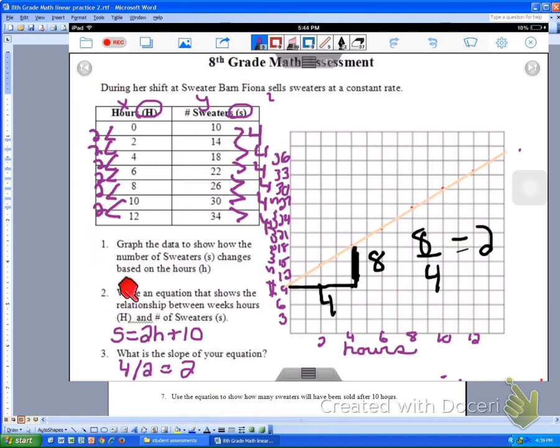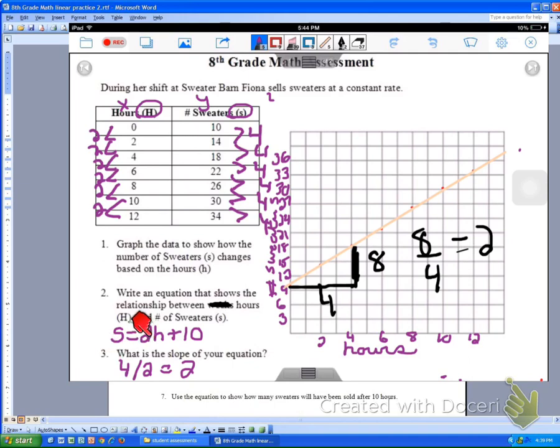Okay? Now it says write an equation that shows the relationship between weeks, hours, H, and number of sweaters, S. And the word weeks should not be there. Sorry about that. It should say between hours, H, and number of sweaters, S. Okay, well, S, number of sweaters, is equal to 2 times the hour plus 10. The 2 is my slope, my M, and it came from change in Y, 4, divided by change in X, 2. My y-intercept is 10. If you look at the table, wherever x is 0, the y value that matches with that is your y-intercept, 10.